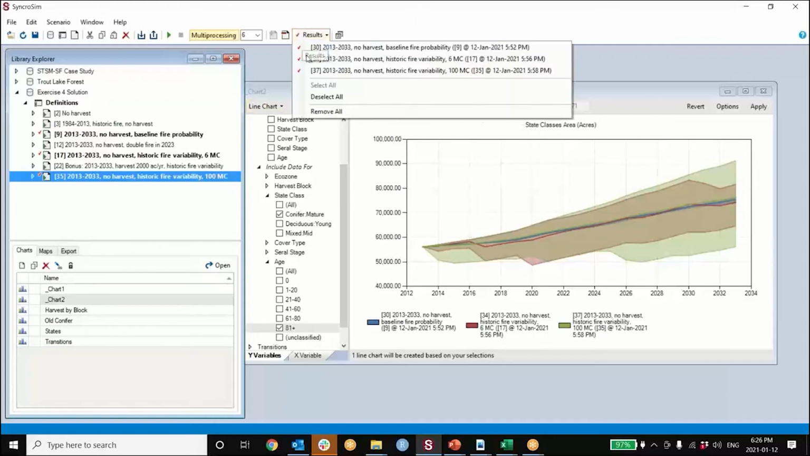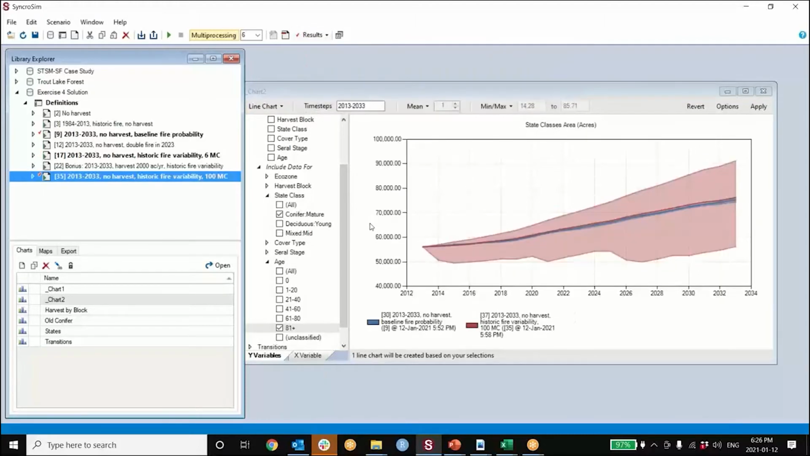Let me just take off the one with 6. So this is kind of the expected uncertainty we see. And again, now we haven't really talked about how we measure uncertainty. And what I'm showing you here is the envelope that represents the full range of my 100 Monte Carlos. That's what this min and max is.